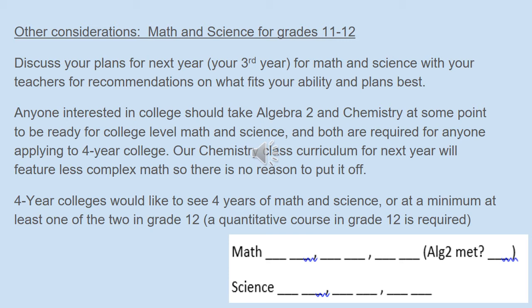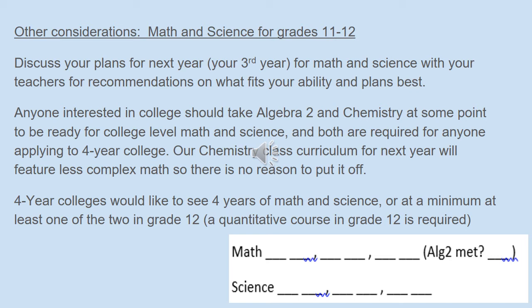Now let's take a minute and look at some other considerations, particularly in the areas of math and science for those of you going into grades 11 and 12. You are recommended to discuss your plans for next year, or your 3rd year, for both math and science with your current math and science teachers for recommendations on what courses best fit your ability and your plans for life after high school. Keep in mind anyone interested in college should take Algebra 2 and Chemistry at some point to be ready for college level math and science, and both are required for anyone applying to a 4-year college.